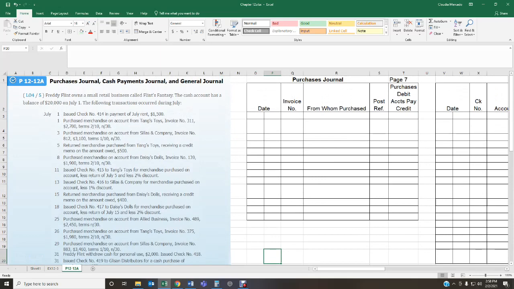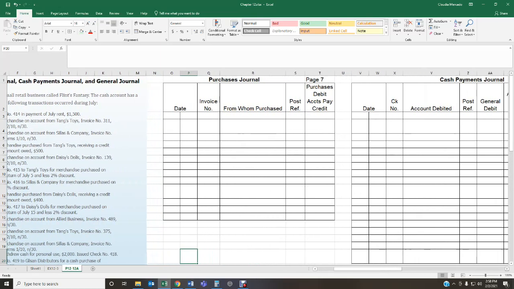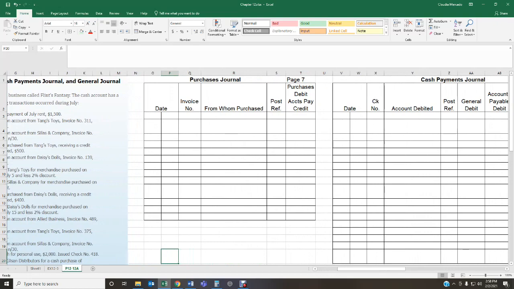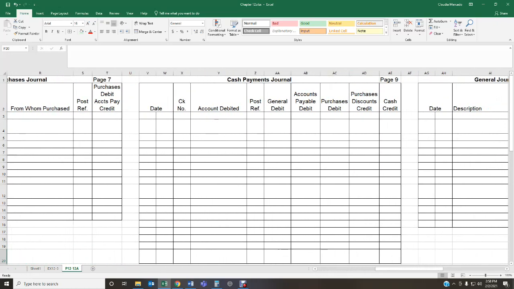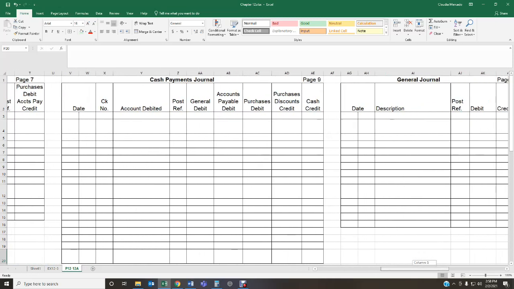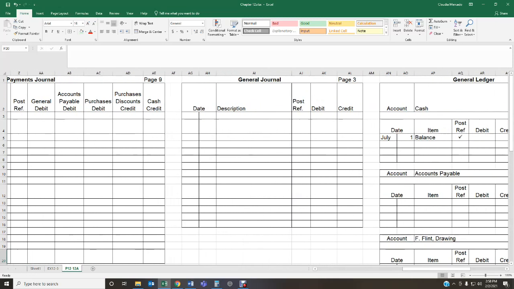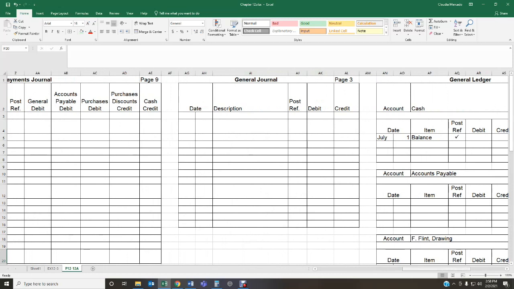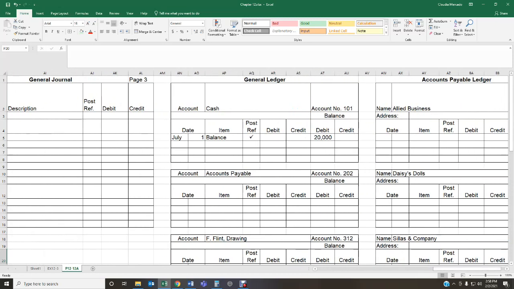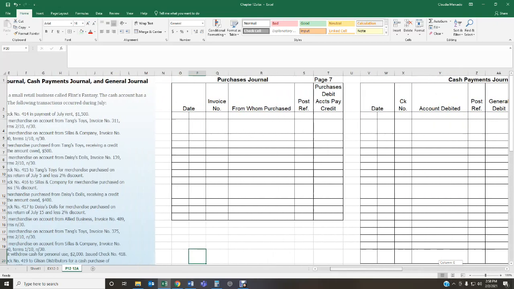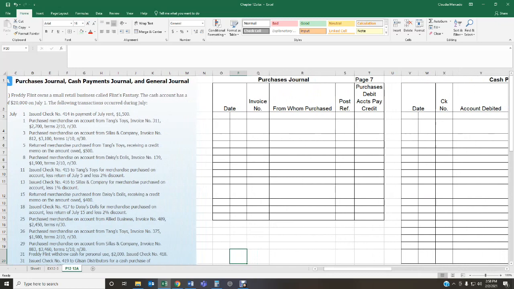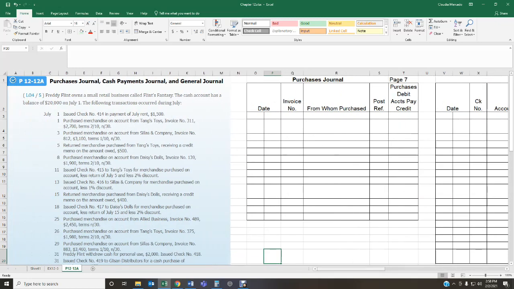I've set up the different journals. We've got the purchases journal first, okay? Then we've got our cash payments journal next, okay? And this is coming from the problem. All I did was set it up in Excel. Then we have our general journal. And then we're going to have our general ledgers, okay? And then we have our accounts payable ledger, okay? So we have quite a bit of information to record here, okay? So let's get started with the first transaction.